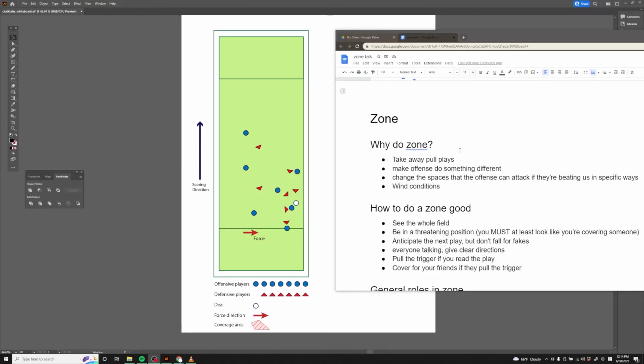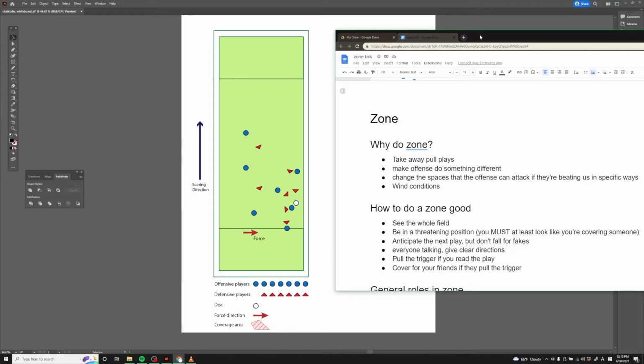Hello, everybody. All right, today I'm going to talk a little bit about zone defense, the goals for zone defense, why we run it, and how to run it effectively using some simple cues that you can remember. I'm no expert, these are just my own thoughts on how it should be run.